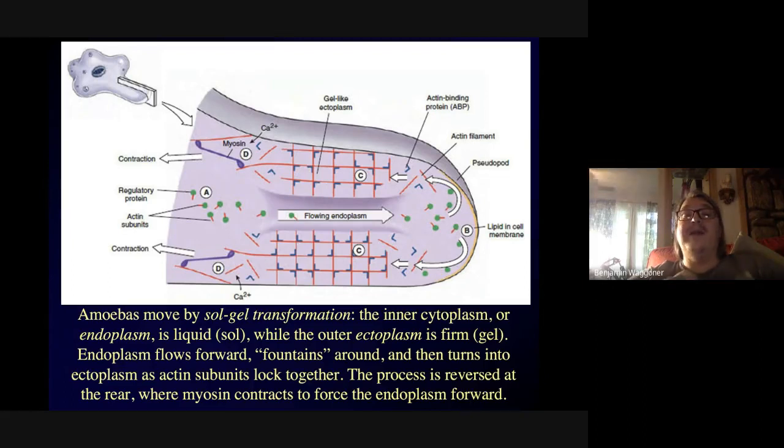So the amoeba kind of acts like a giant medicine dropper, in that contractile forces at the back of it squeeze the liquid parts forward. And then at the back, the actin molecules disassemble and the cytoplasm turns back into the sol state. So you have gel on the outside. At the back, it's constantly turning into sol and getting squeezed forward. At the front, it fountains around and then turns into gel on the outside.